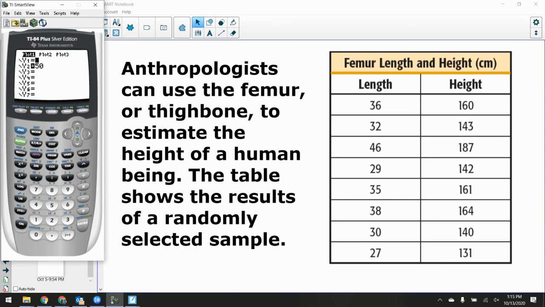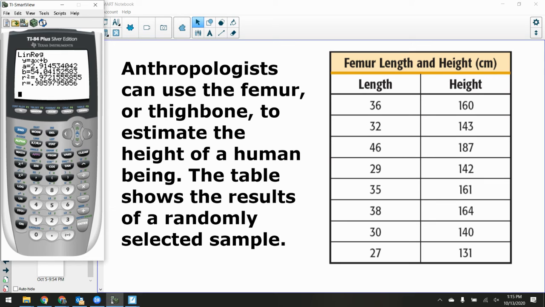Go into y equals, clear out everything that's there. Let's do a zoom 6 to get us back to our standard window, and let's do our zoom 9 to get our scatter plot there. All right, and now we shall make our equation. We quit out of that, and let's run our linear regression. Questions? We good? Stat, calc, 4.